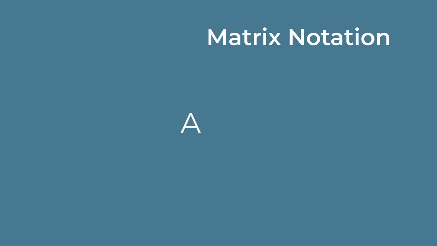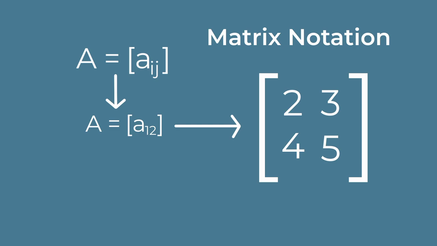If we want to reference a specific number within a matrix, we use a lowercase a, and we identify it by its row and column index, where the first letter is the row and the second letter is the column. For example, A12 would mean the number in row 1 and column 2.